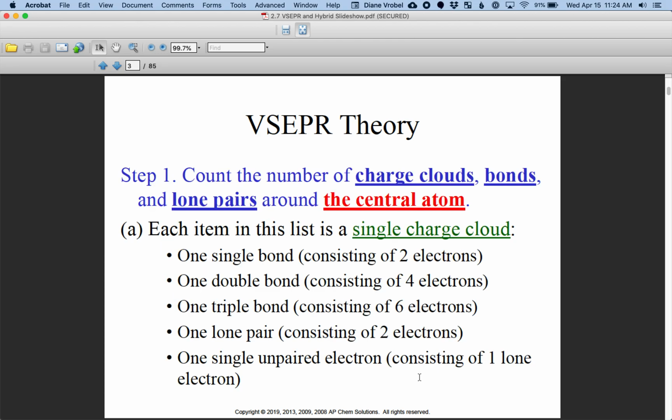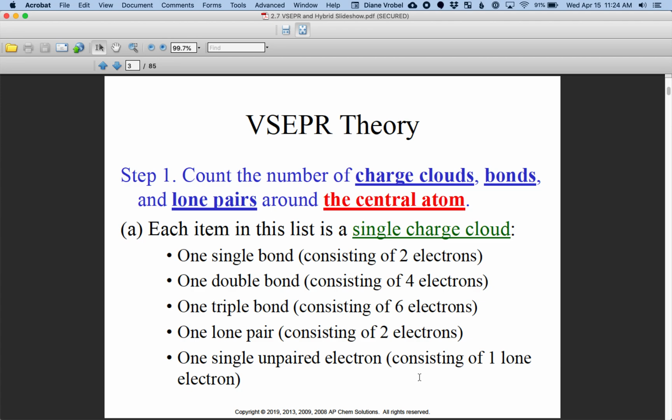Okay, so the thing that you want to do is count the number of charged clouds. That could be a bond or it could be lone pairs. And there typically is a central atom. So we're going to primarily look at the central atom and see what is the shape around that central atom. When you have multiple central atoms, you may have multiple shapes. And there's an example that we'll go through that shows that.